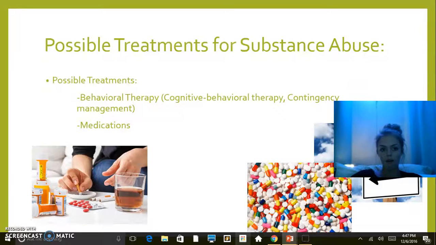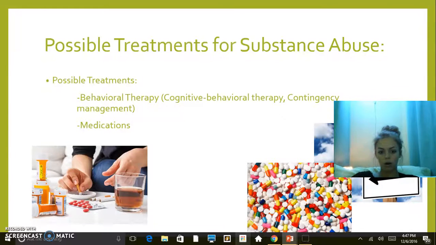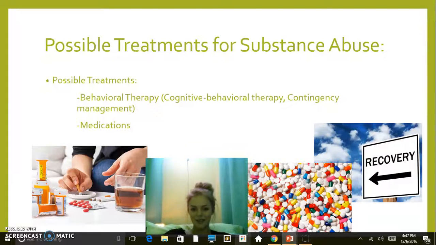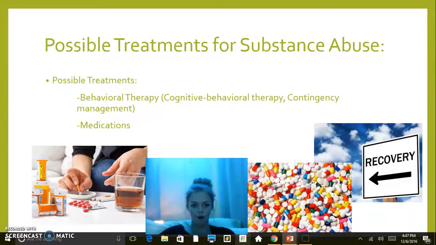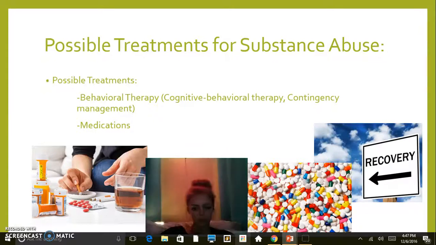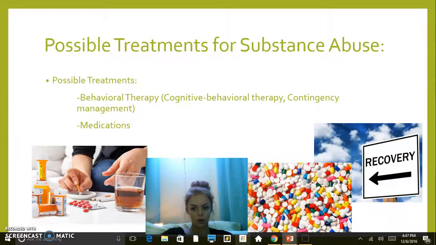Next are the possible treatments for substance abuse. The possible treatments for substance abuse are behavioral therapy, CBT, cognitive behavioral therapy. So like alcohol dependence, they have that treatment in common, and also medications they have in common. So they're treated in very similar ways, I guess, because they are kind of similar behaviors.